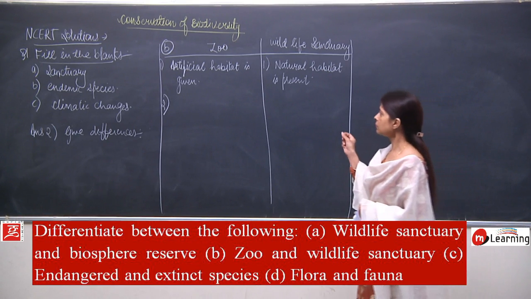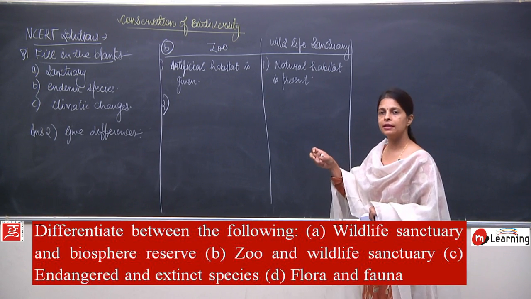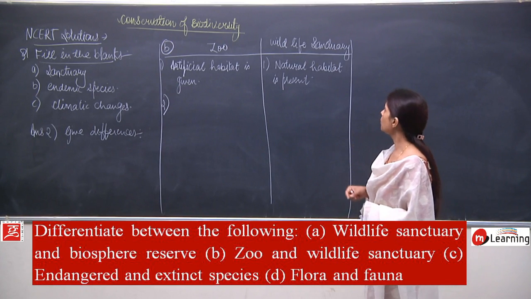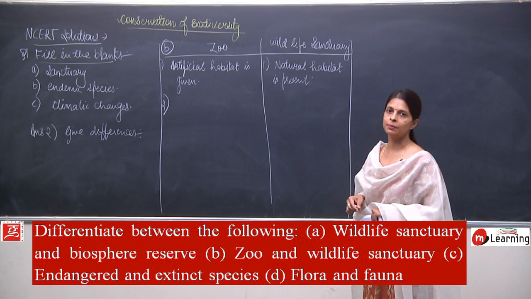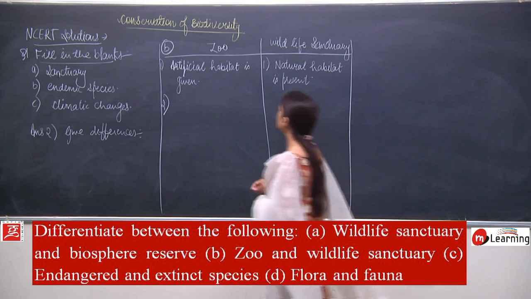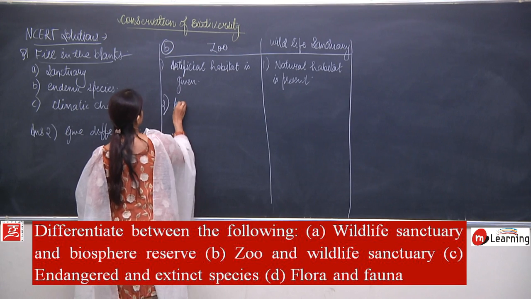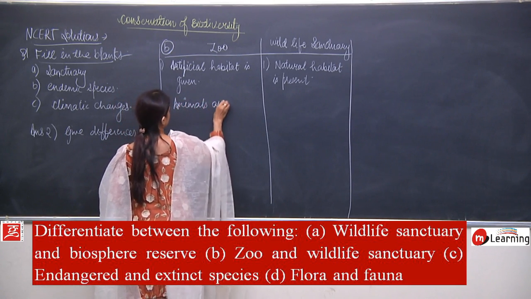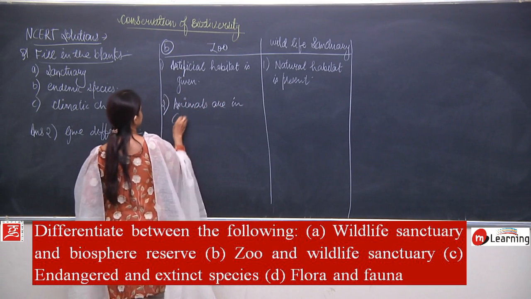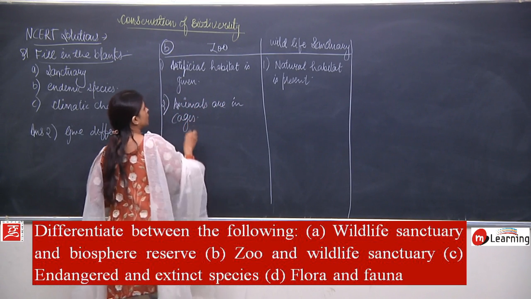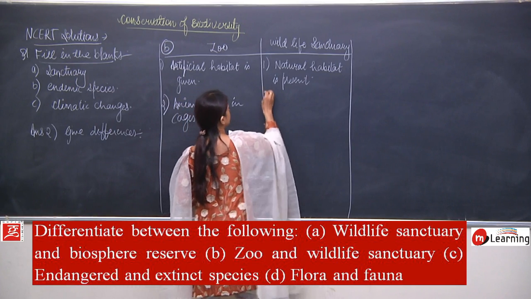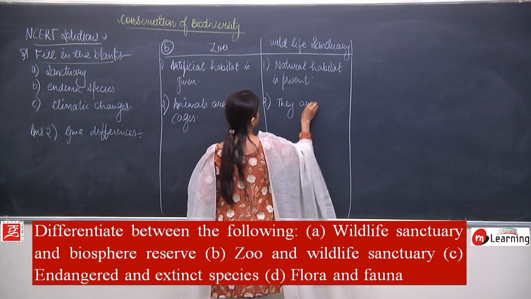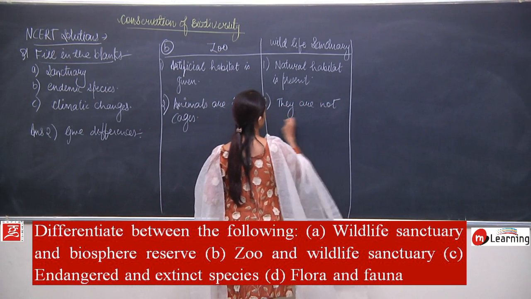So it is a recreation, a sort of an entertaining place for us. The animals are in cages, they are in prison. But when we talk about the wildlife sanctuaries, they are not in prison, isn't it? So the animals are in cages in the zoo, but here animals are not in cages.